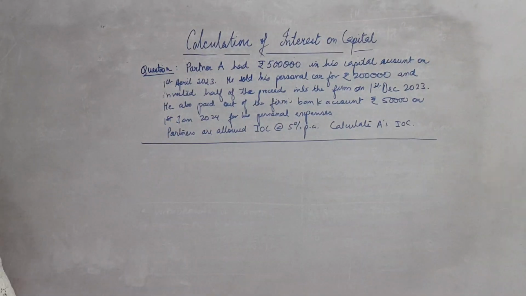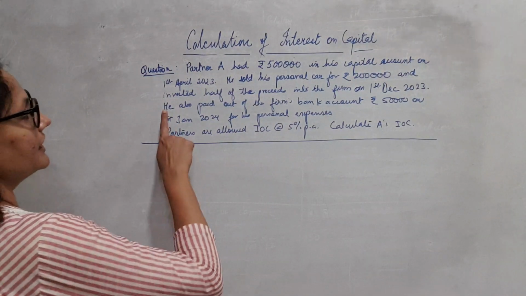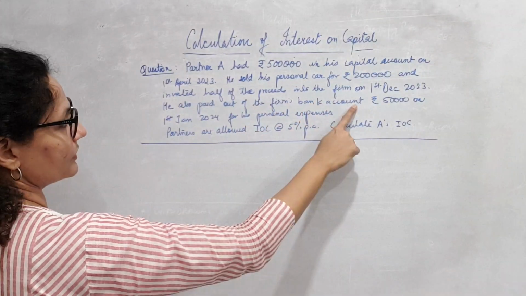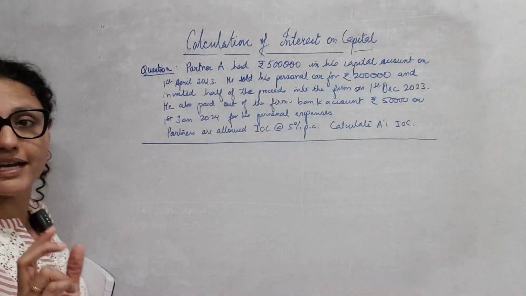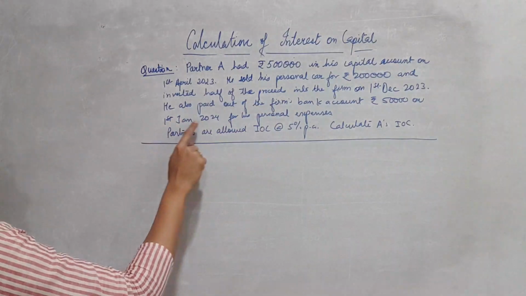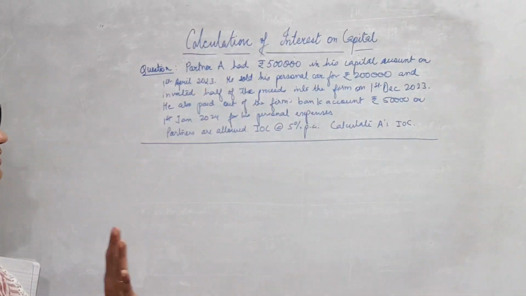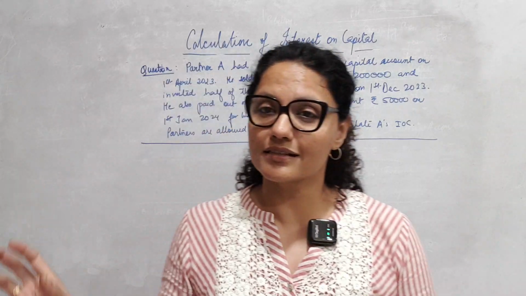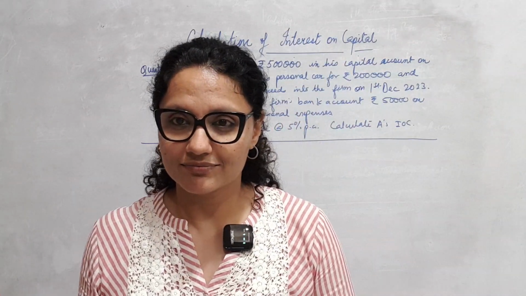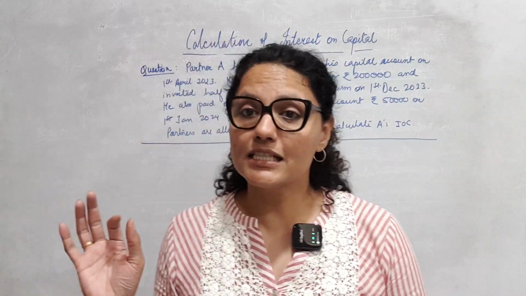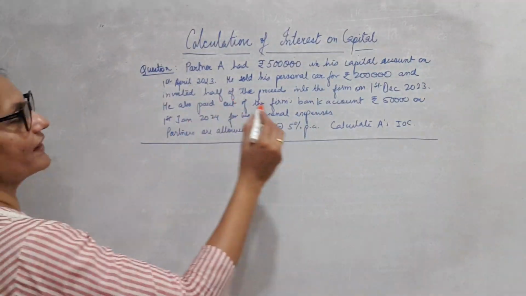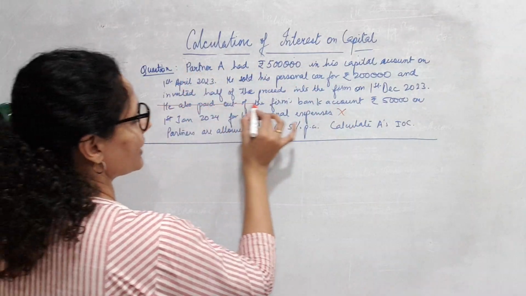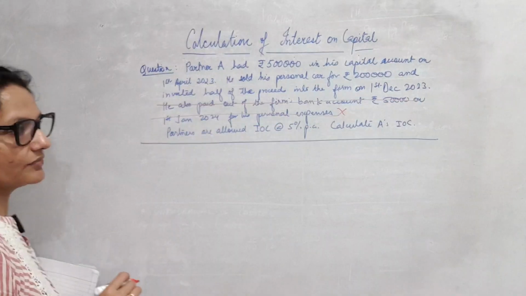Read it properly. If you read, it says he also paid out of the firm's bank account. He's paying out of the firm's bank account for his personal expense. Definitely this is drawings. But what type of drawings? 50,000 on this for his personal expenses. That is all that is given. Is it specified whether it is withdrawal of capital or against capital? So this drawings is not going to affect your interest on capital calculation at all. No effect.